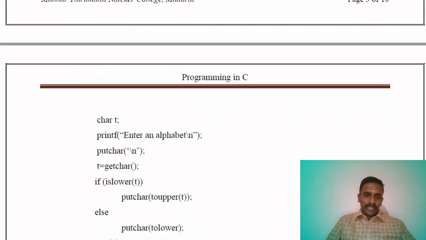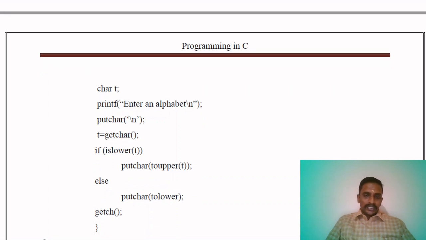Then the program will be executed. Here there is an output for your reference. The user is entering capital R as input, and finally the program gives the result small r. So the user entered uppercase R, and the C program will convert that capital R to small r. So this is the program for isupper, tolower, toupper and islower.